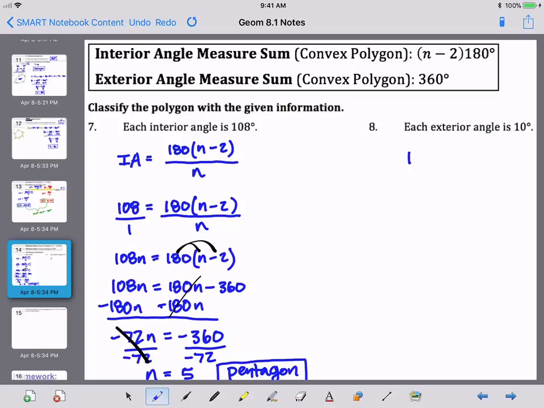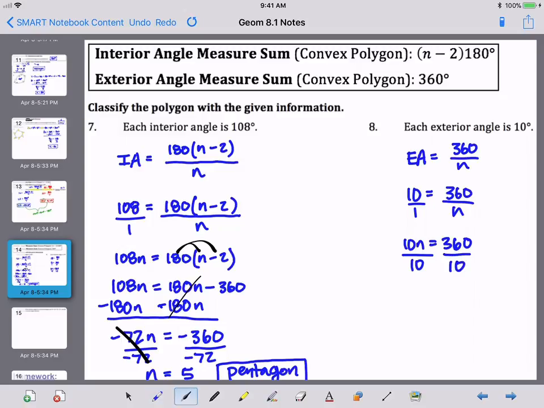So now we know each exterior angle, and we know that formula is 360 divided by n. So if each exterior angle is 10, let's put that 10 over 1 and cross multiply. 10 times n is going to equal 360, and if we divide by 10, we get n by itself, so n is 36, so it says 36 sides, and we call that a 36-gon. I know it seems kind of silly, but that is the name.